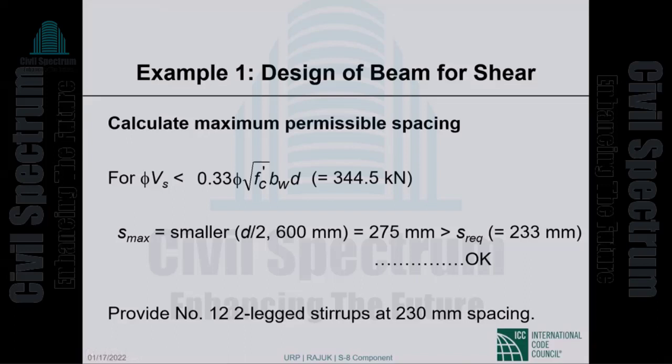So this number is smaller than the maximum spacing, so we can go with that number. So we will provide 12 millimeter two-legged stirrups at 230 millimeter spacing.